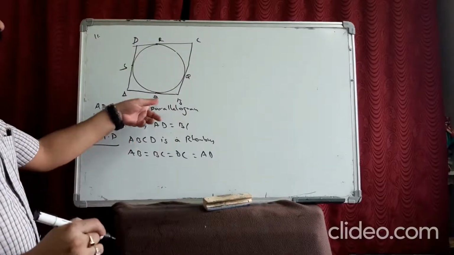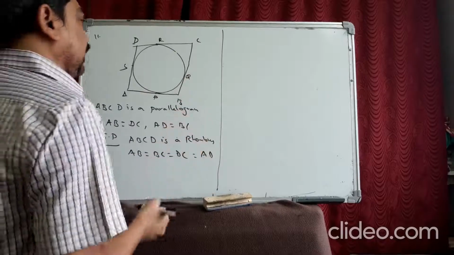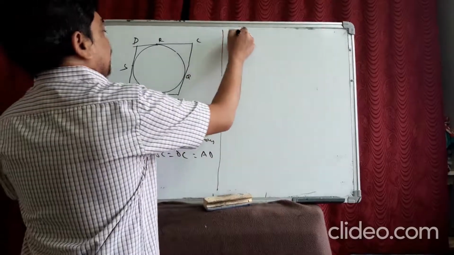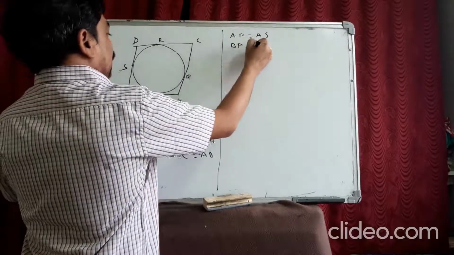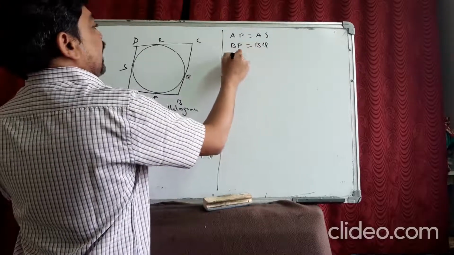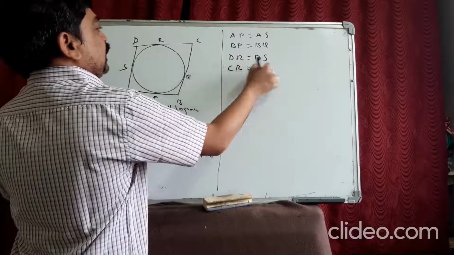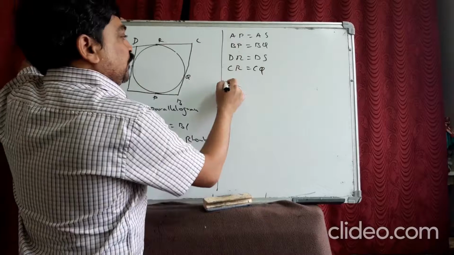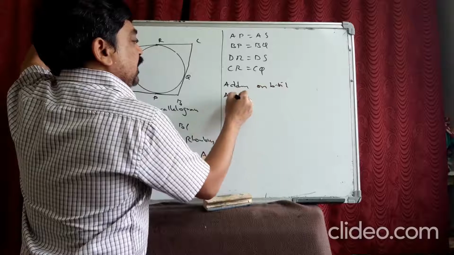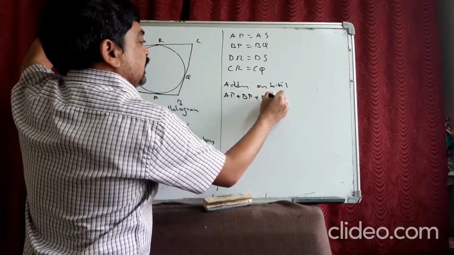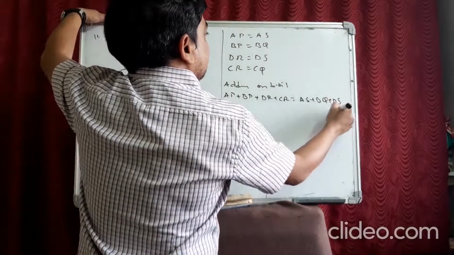Let us take the points of contact as PQRS, the same way that we did in the 8th problem. Clearly, AP is equal to AS, also BP is equal to BQ, and also DR is equal to DS, and CR is equal to CQ. Now adding on both sides, it becomes AP plus BP plus DR plus CR is equal to AS plus BQ plus DS plus CQ.